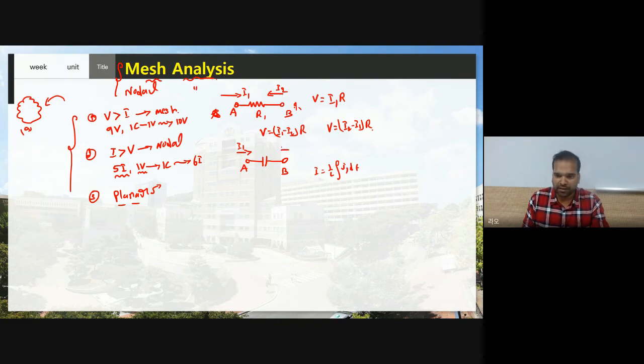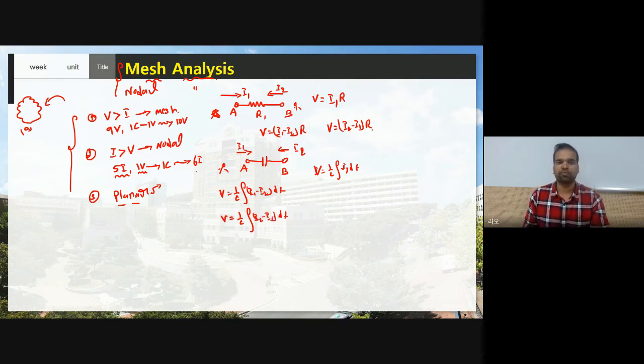Suppose two currents are flowing, one current from A to B, another current from B to A. Suppose you are standing at terminal A, then you can write V equal to 1 by C integral I dt. So you are at terminal A, right? Therefore you can write I1 minus I2 into dt. Yes or no? Now suppose you stand at terminal B, then you can write V equal to 1 by C integral, and in this case you can write I2 minus I1 into dt.